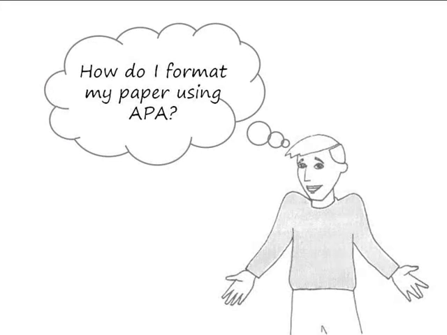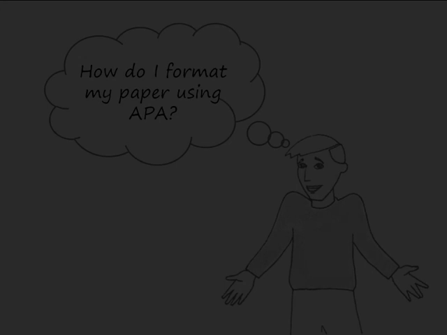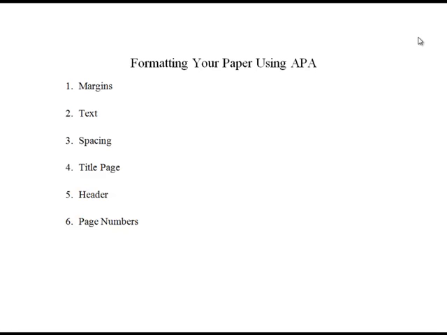How do I format my paper using APA? To format your paper using APA, or the American Psychological Association guidelines, there are a few things you need to consider. 1. The margins required around the page. 2. The text or font you'll use. 3. The spacing that's required. 4. What's needed for the title page. 5. How to format the header. And lastly, how to format the page numbers.